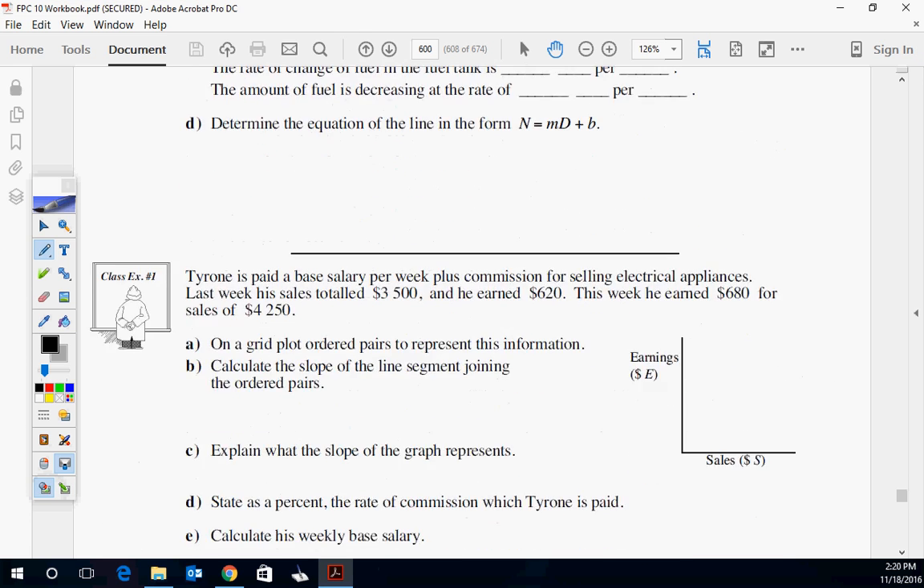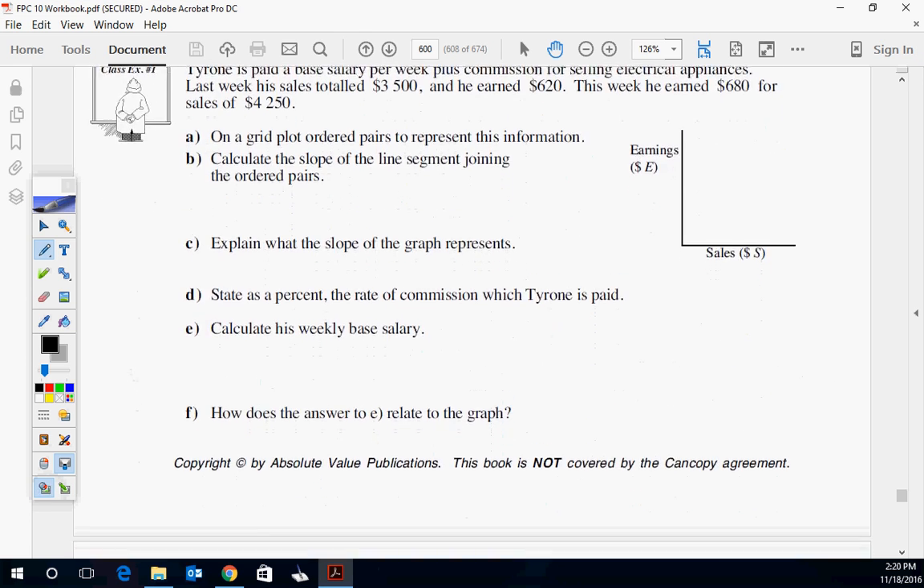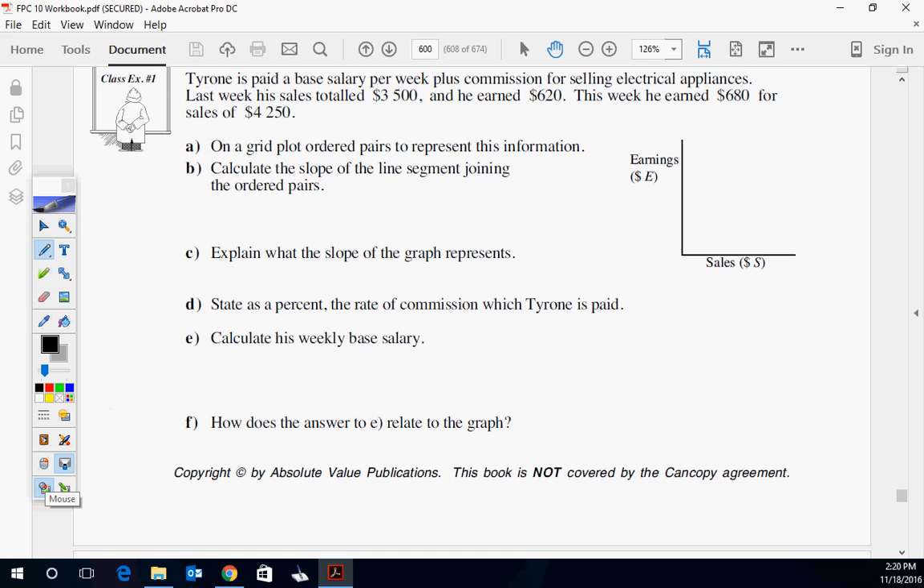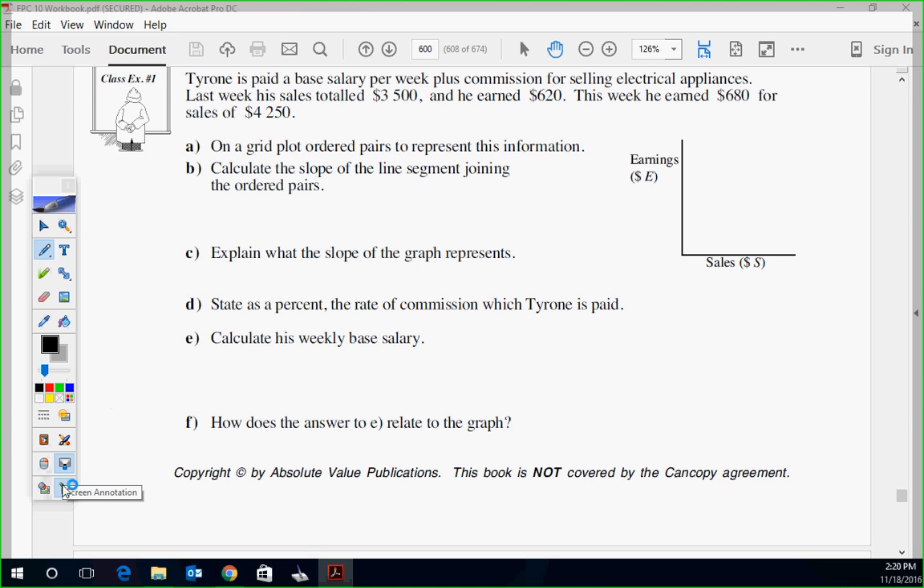All right, keep trucking here. Tyrone's paid a base salary per week plus commission for selling electrical appliances. Last week his sales totaled $3,500 and he earned $620. This week he earned $680 for selling $4,250. On a grid, plot the pairs. So they're telling us sales is our x, earnings is our E.